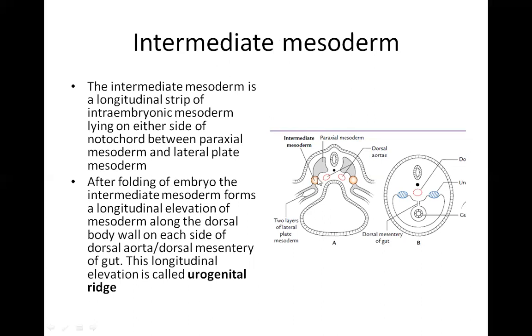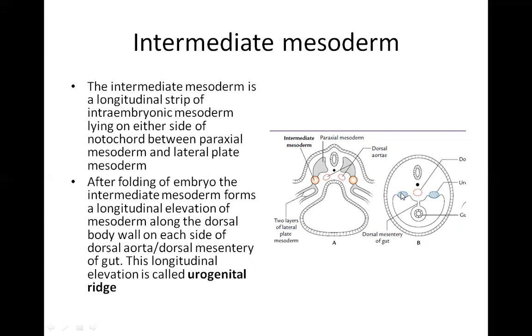So the intermediate mesoderm is a longitudinal strip of the intraembryonic mesoderm lying on either side of the notochord, between the paraxial mesoderm and the lateral plate mesoderm. After this, the embryo has been folded. Now an intraembryonic coelom has been formed.